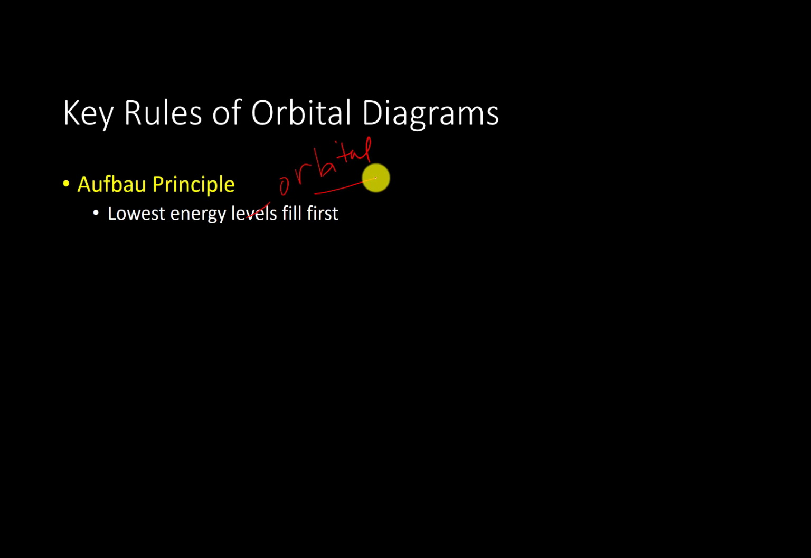But the key here with the Aufbau principle is the lowest energy orbital fills first. We already know that from doing some of the electron configuration that we've done previously. The 1s orbital fills before the 2s, which fills before the 2p, which fills before the 3s. As you know, that pattern goes through.